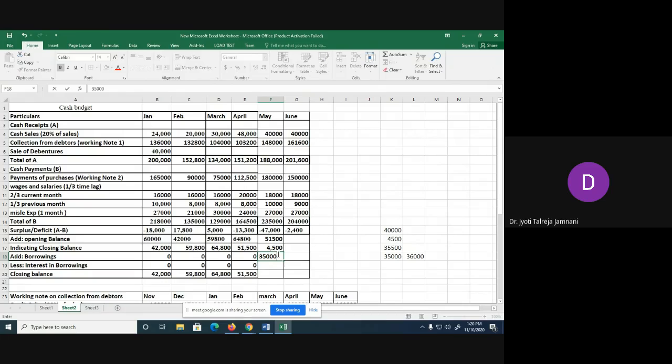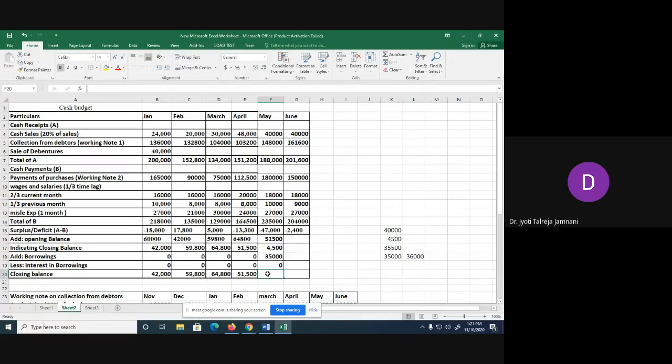Because if I borrow only 35,000, I'm showing you how it will happen. Closing balance, add borrowings. So I have borrowed 35,000. In this month only I will not pay interest, because if you take a loan today, the bank will not ask you to pay interest today. Interest will start from next month. So this month interest I am not paying, next month I will have to pay.